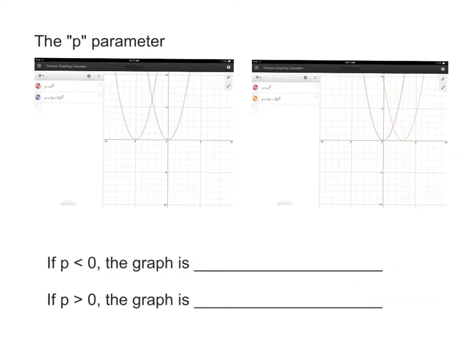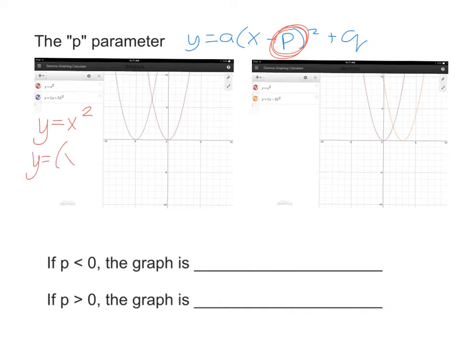The p parameter. So remember, we're talking about vertex form, which is y equals a(x minus p) squared plus q, and we're talking about the p parameter, so this number here. The first set of graphs that I have up there, which you probably can't read from where you are, are y equals x squared. The red one is y equals x squared. The purple one is y equals (x plus 5) squared.